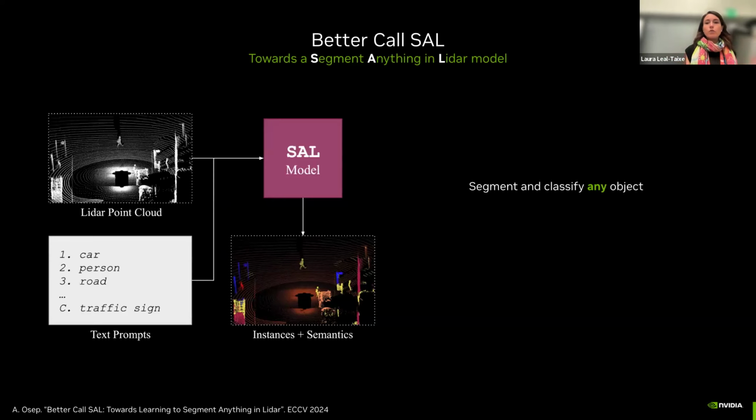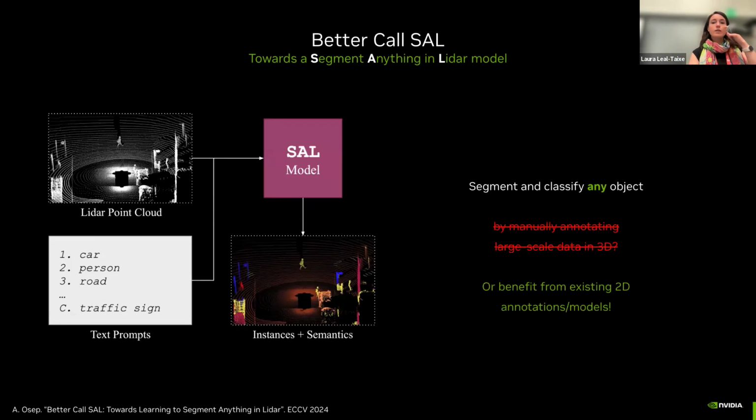Now, we know from the 2D world that this is very possible in a fully supervised way. You just get a bunch of data annotated and there you go. But doing this by manually annotating large-scale data in 3D, and especially when thinking about going to 4D, is very painful, so we would like to bypass this. Instead of annotating data in 3D, we say, how about we benefit from existing 2D foundation models? How far can we push this with 2D foundation models?